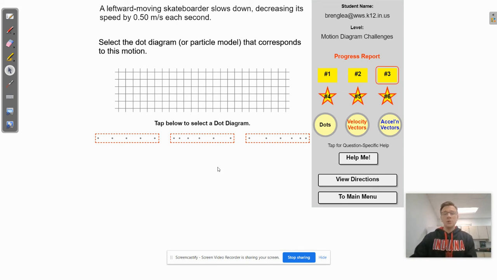If you have any questions, make sure to let me know. Just make sure to go step by step, dot diagram, velocity vectors, acceleration vectors. Think through whether it's speeding up or slowing down and what that means about the acceleration. Again, if you have any questions, make sure to let me know.